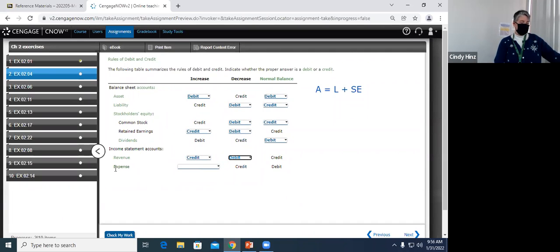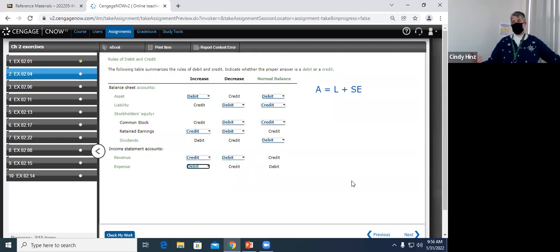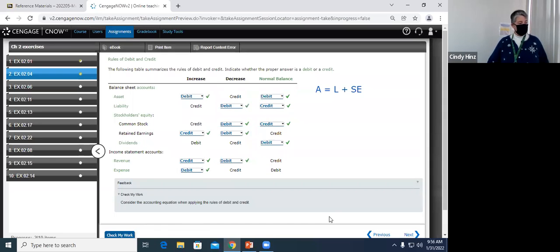And finally, for expenses, expenses are on the right-hand side of the equation, but they reduce our equity, and so they have the opposite normal balance. They have a normal debit balance, and they increase on the debit side. Put my green check marks in there. I like to get my full credit for that exercise.